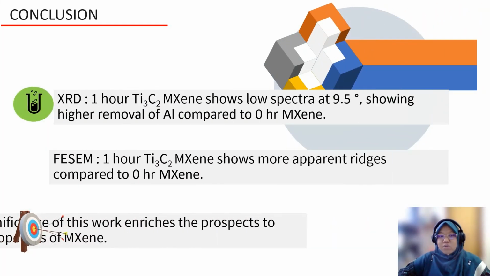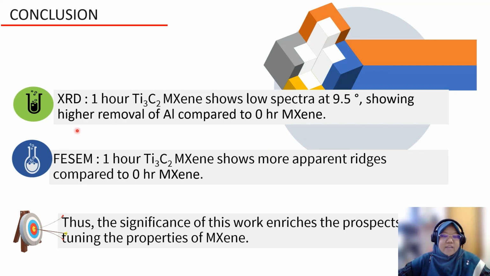So as a conclusion from our result, the XRD result shows that the 1 hour MXene has higher removal of aluminium compared to the 0 hour MXene. And for the FE-SEM results, we can see that the 1 hour MXene also shows more apparent and rigid narrow MXene compared to the 0 hour one. Thus, the significance of our work is to enrich the prospect of tuning the properties of MXene.